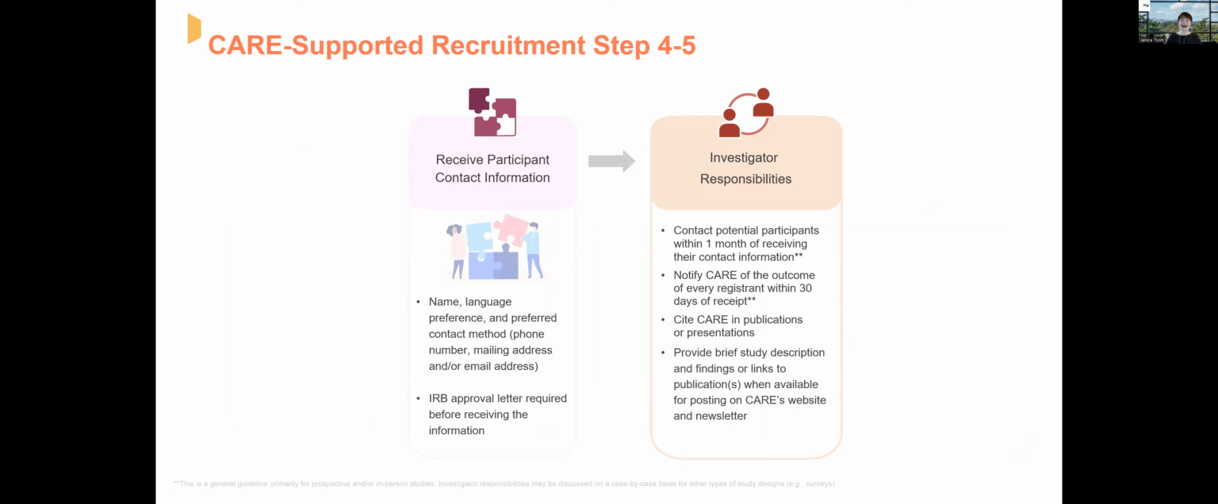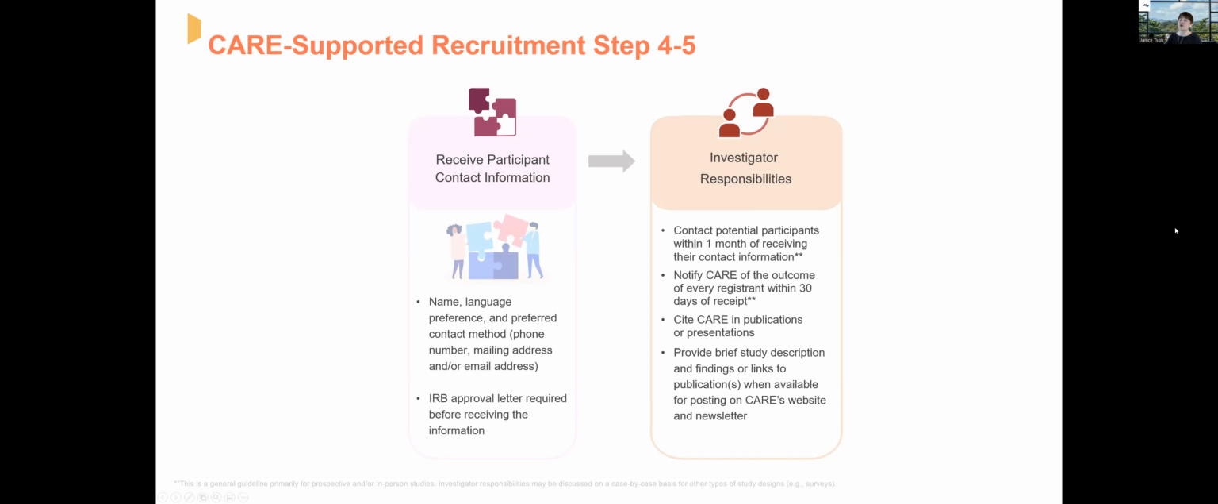All right, the last step, investigator responsibilities. What we would be asking for is that investigators who receive the participant information from CARE make their initial contact within 1 month after receiving this information, and notify CARE of the outcome for every participant within 30 days of receipt. Now, certainly, we will be able to work with individual teams or investigators depending on the schedule or the project needs as well.